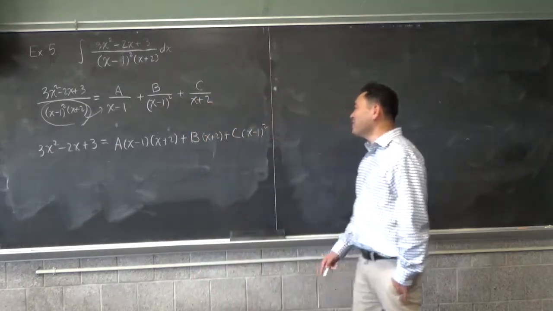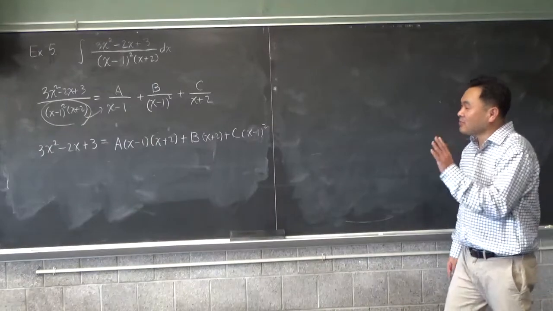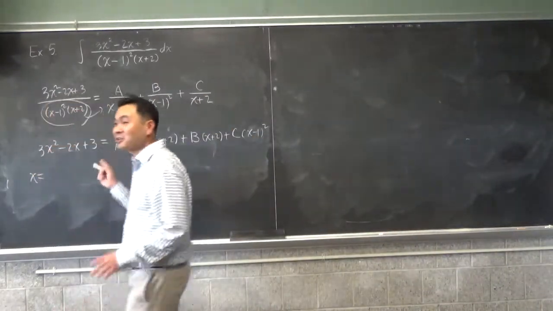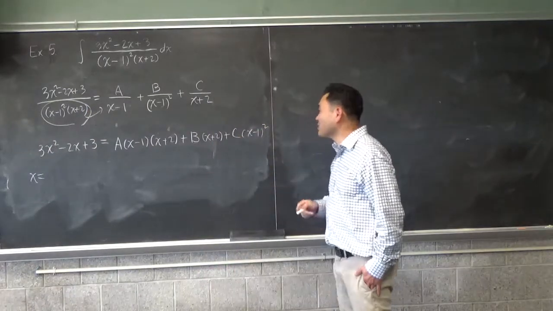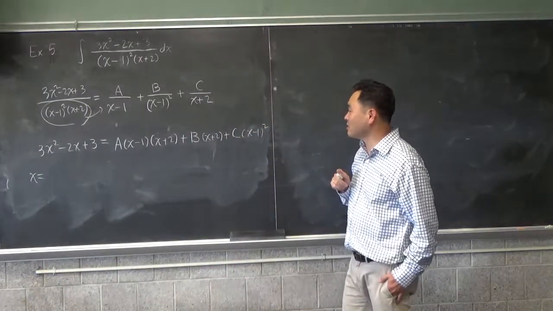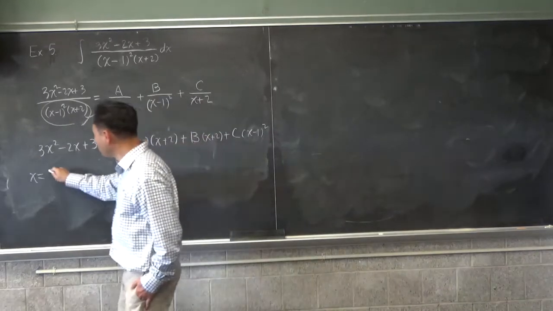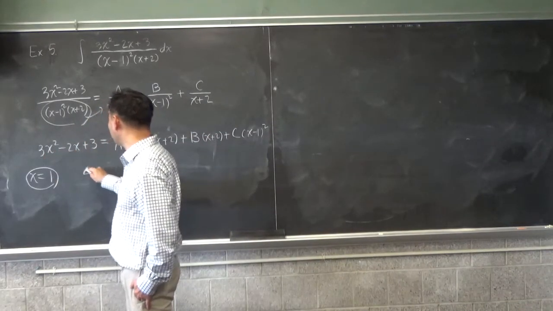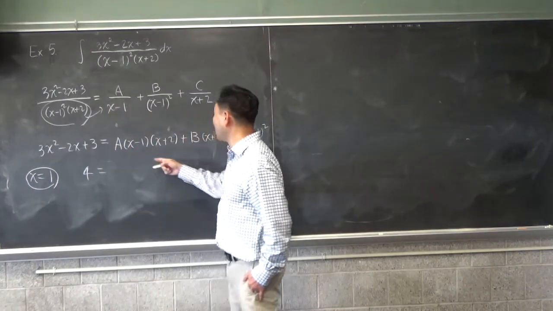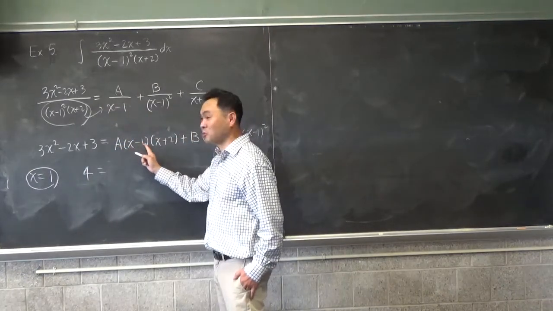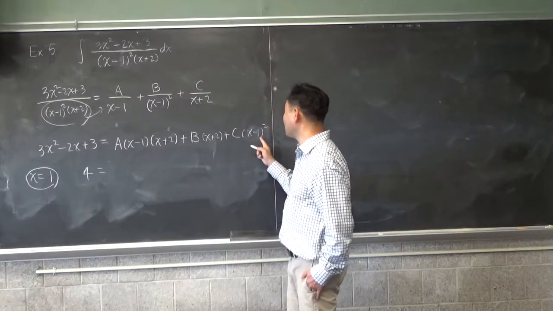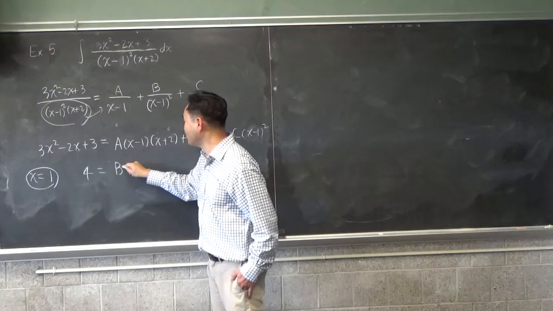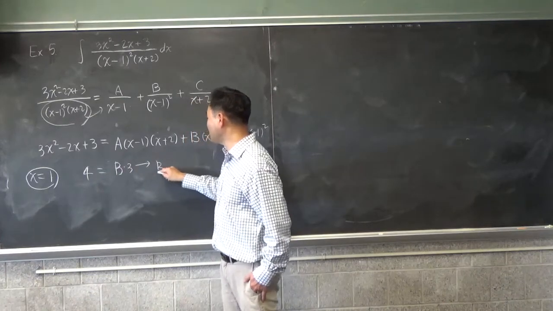That's cool. All right, so that's what we have. Now, we're free to plug in values. So two sides are equal as functions. What do we get? If we plug in 1, then this will be 3 minus 2 plus 3, which is 4. When you plug in 1, x minus 1 is 0, so these are gone, and the only thing that you get is B times 3. So B must be 4/3.